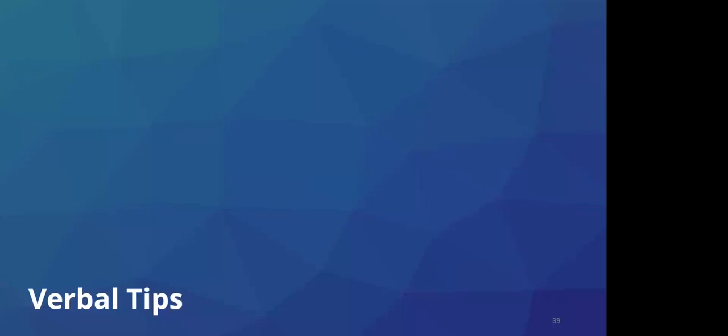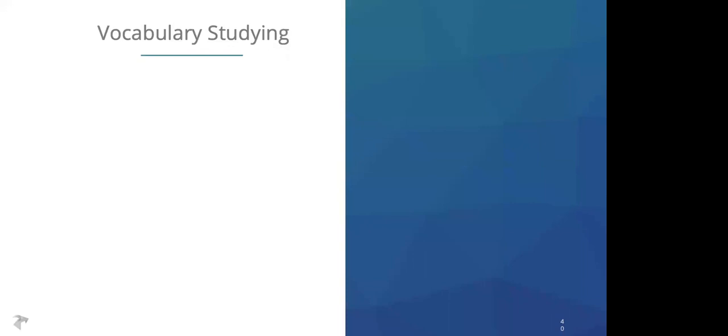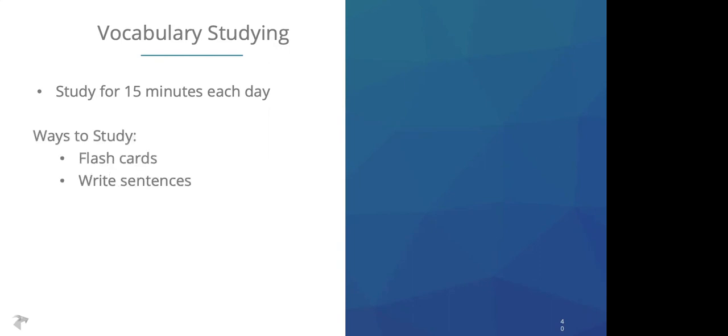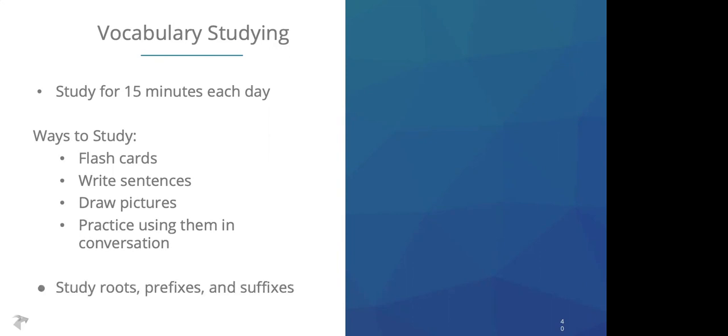Next, we're going to discuss strategies for the verbal section. Studying vocabulary is an important part of preparing for the verbal reasoning section. Studying for just 15 minutes each day can help you improve. There are several ways to study, including flashcards, writing sentences that contain the vocabulary words, drawing pictures depicting the word, and using vocabulary words in everyday conversation. Also be sure to study roots, prefixes, and suffixes, which can be very helpful when encountering unfamiliar words. So use whatever of these strategies works best for you, but they're all excellent ways to learn vocabulary.